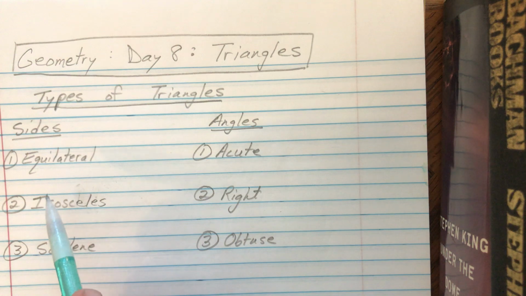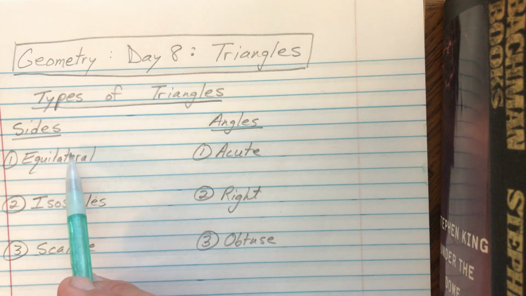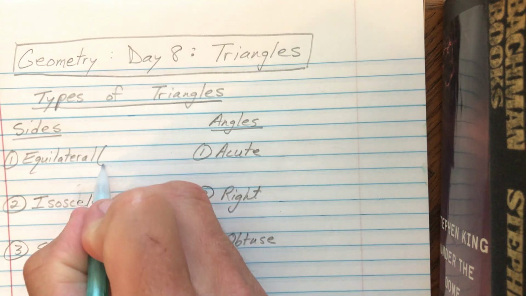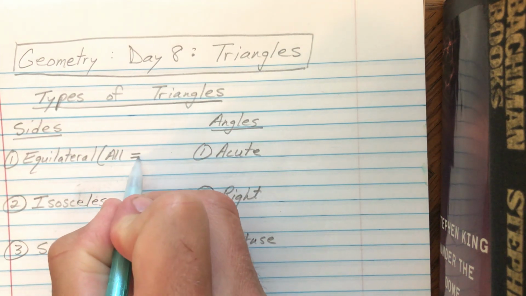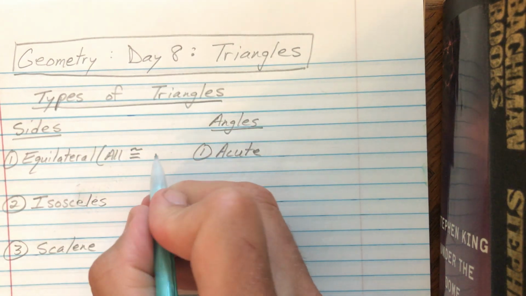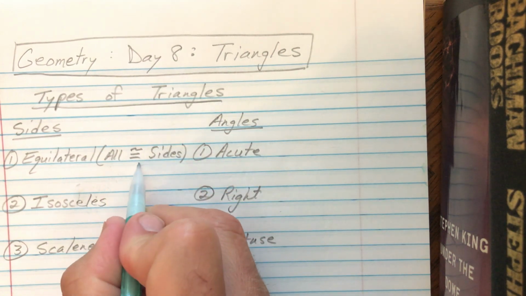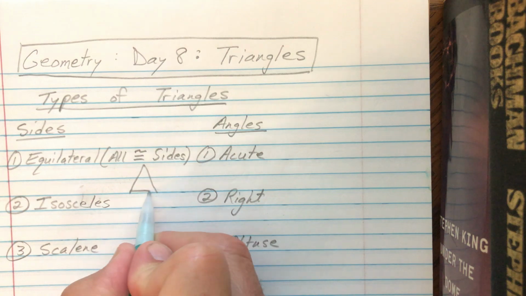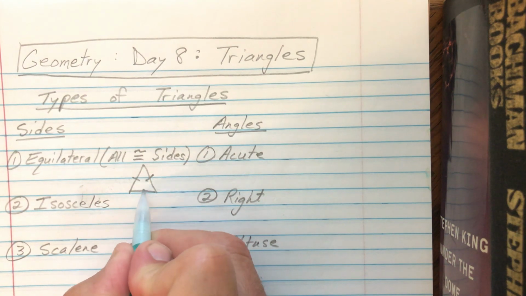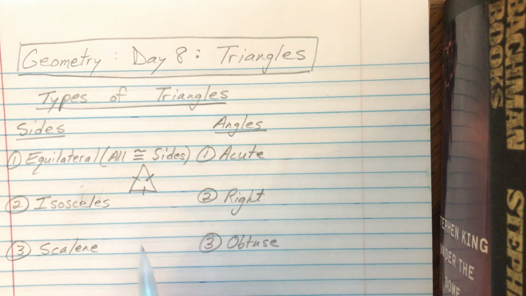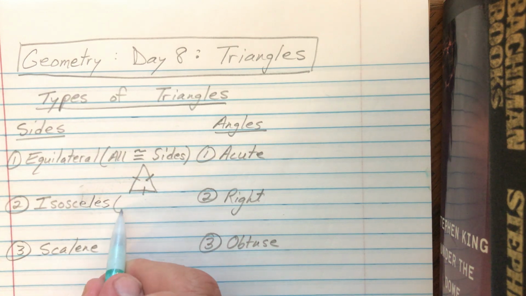The first set of triangles we'll talk about are based on sides. An equilateral triangle has all, and this is the symbol for congruent, sides. So it would look like this. If I put 3 slashes, that means all 3 of the sides are the same.